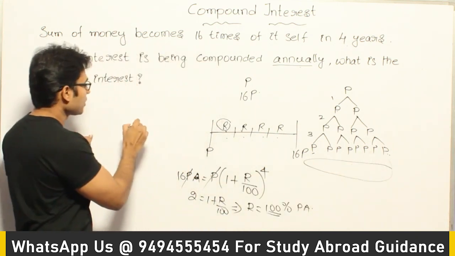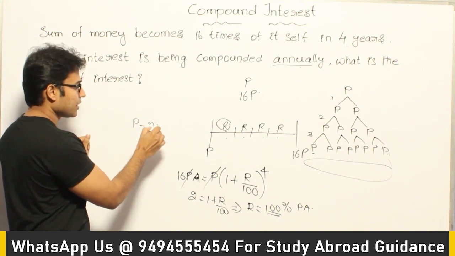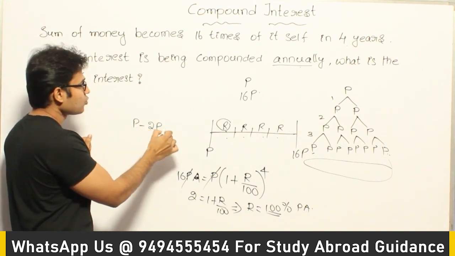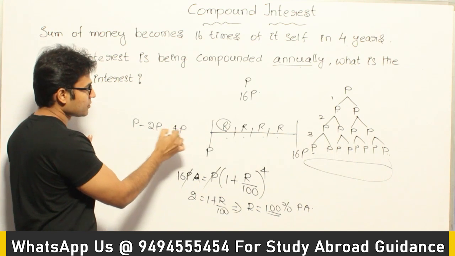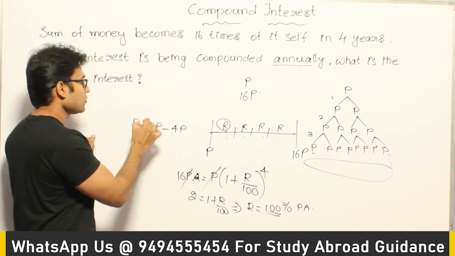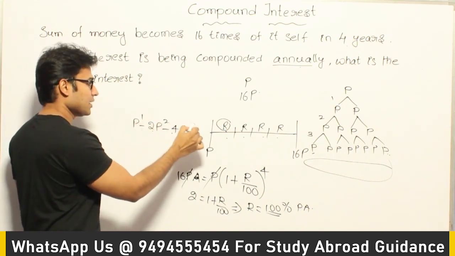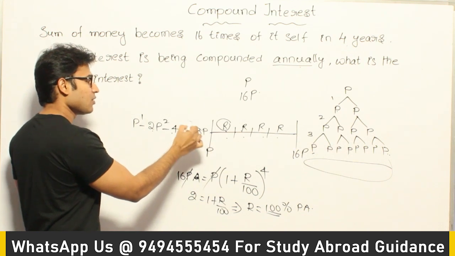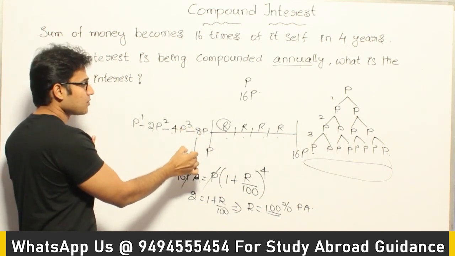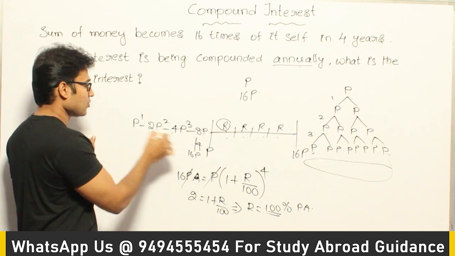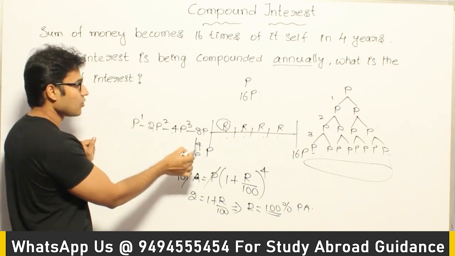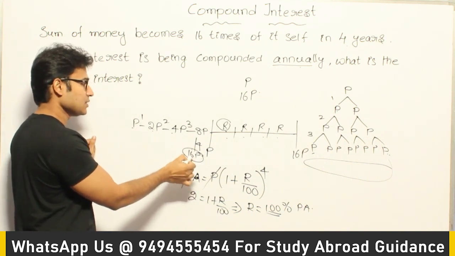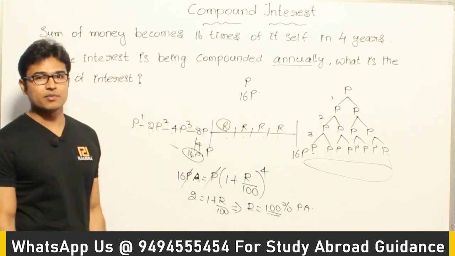So P is going to become 2P, 100% growth after 1 year, and 2P is going to become 4P, which means again 100% growth, after 2 years. And again it is going to become 8P after 3 years, and again it is going to become 16P after 4 years. Therefore, if you invest P now, after 4 years it is going to become 16P if it grows at a rate of 100% every year.